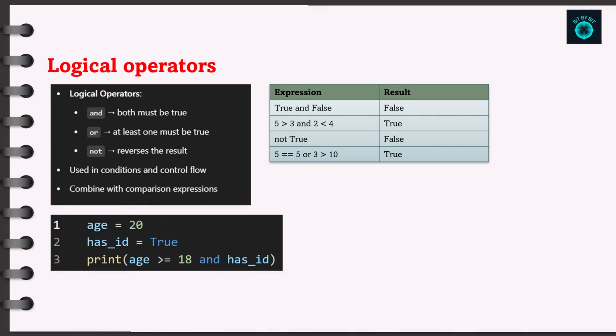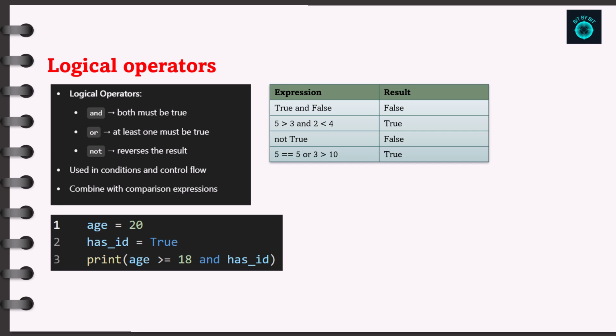Logical operators. Now let's talk about logical operators. These are used to combine multiple conditions or reverse their results. The AND operator returns true only if both conditions are true. The OR operator returns true if at least one condition is true. The NOT operator flips the result. True becomes false, and false becomes true.